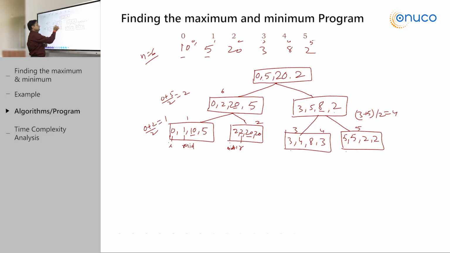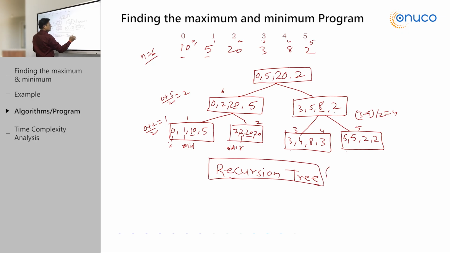This gives you the dividing part, and the bottom-up approach we have applied now is after the recursive call, how you find the min and max values. Hence this is called the recursion tree, the recursion tree for the max min algorithm.